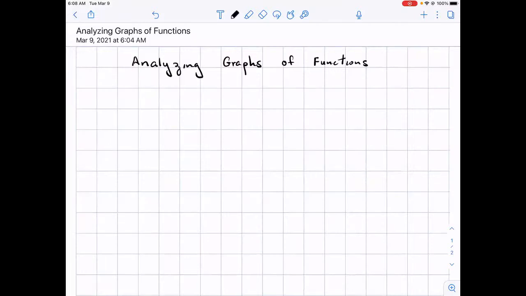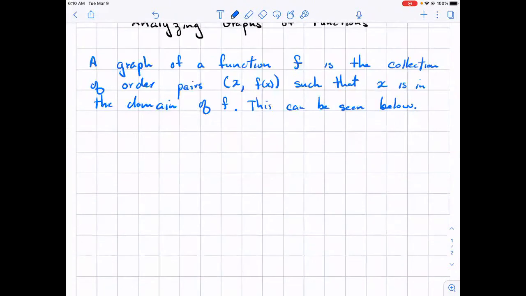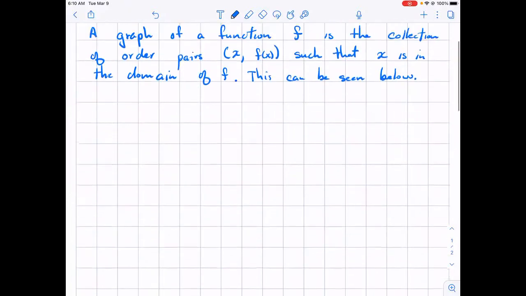So just as a brief introduction, the graph of a function f is the collection of ordered pairs x comma f of x, such that x is in the domain of f. So let me just write that down and then we'll look at what that means. So once again, a graph of a function f is the collection of ordered pairs x comma f of x, such that x is in the domain of f. So what does that really mean to us?